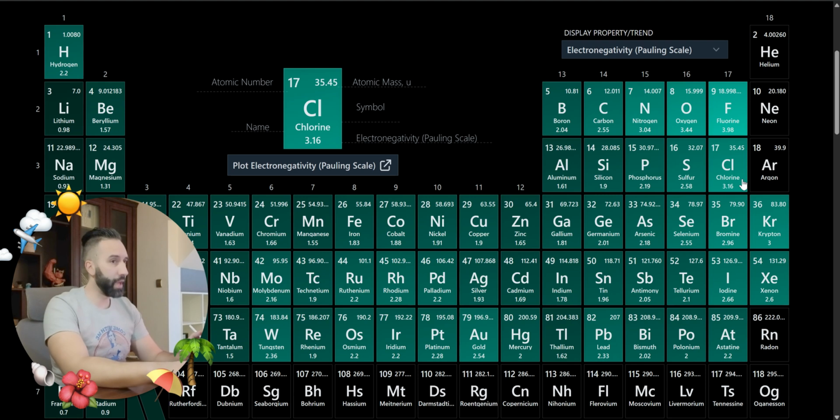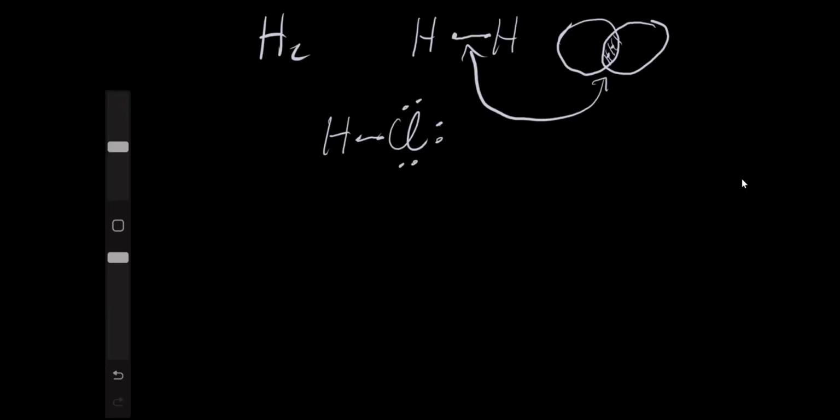In a polar covalent bond, we always mark the side which has more electronegativity with a minus. This is called a partial minus, and this is a partial plus. So chlorine has more electronegativity, which means that these two electrons are not exactly in the middle, they're moved more to the side of chlorine.